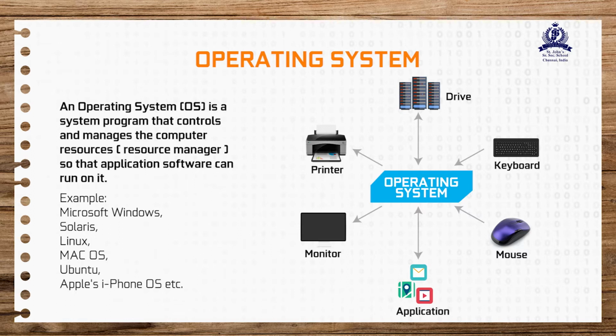For example, there are different kinds of operating systems available. We have heard many operating system terms: Windows, everybody has heard this name, Microsoft Windows, and Solaris, Linux, Mac OS, Ubuntu, Apple iPhone. Everyone has heard these terms. So these are the different kinds of operating systems in a computer.